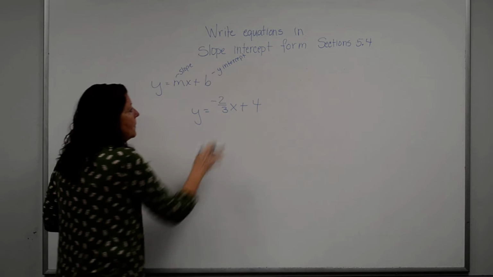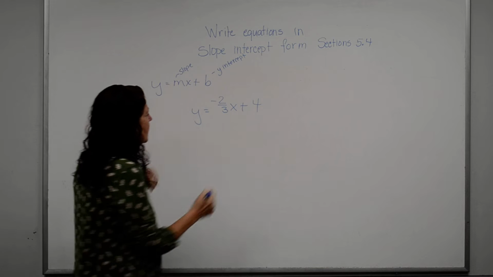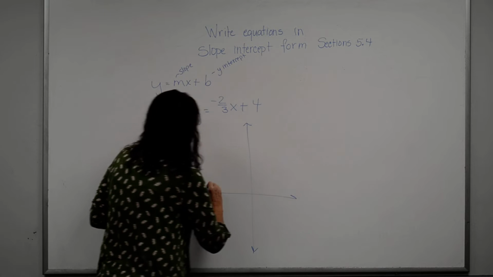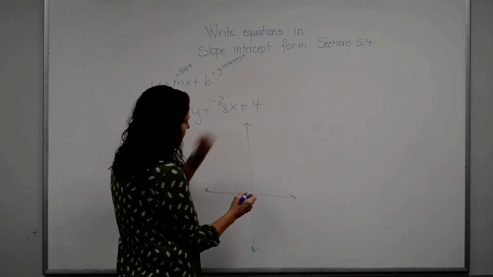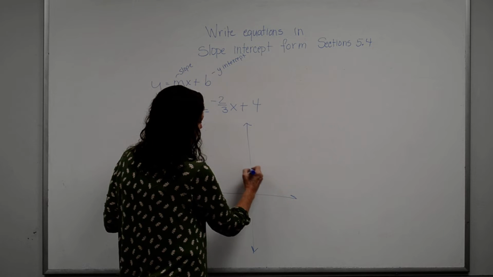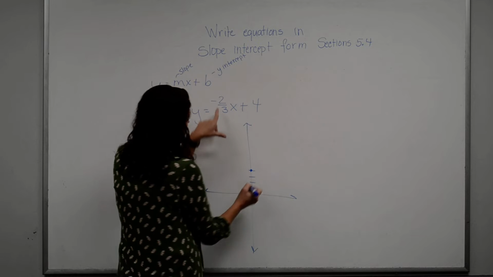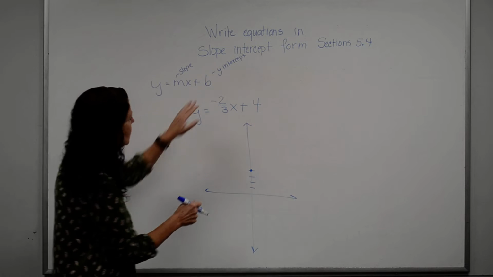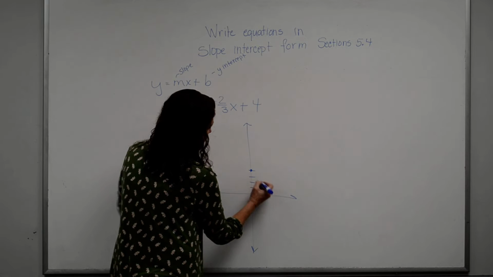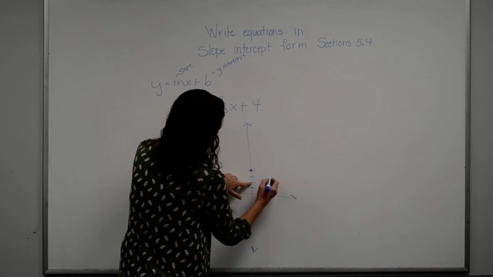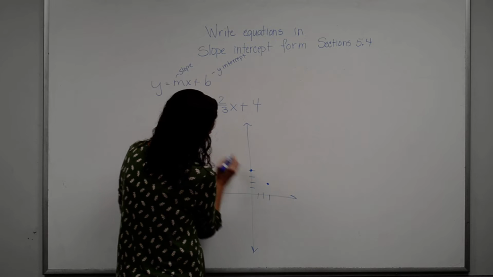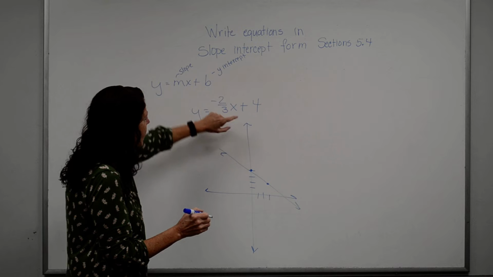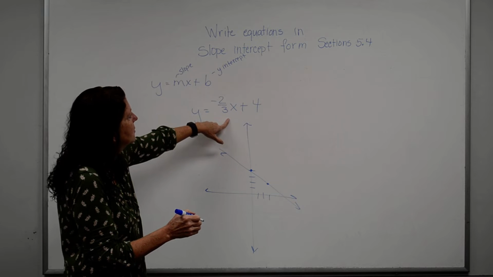So once I've gotten my equation in that form, I can just look at the information from this and graph it. This is my y-intercept, so I go up 4 on my y-axis. This is my slope, so I'm going to treat the negative on my 2, so I'm going to go down 2 and over to the right, 1, 2, 3, and put my other point. Then I draw a line through that, and that is the line represented by that equation.